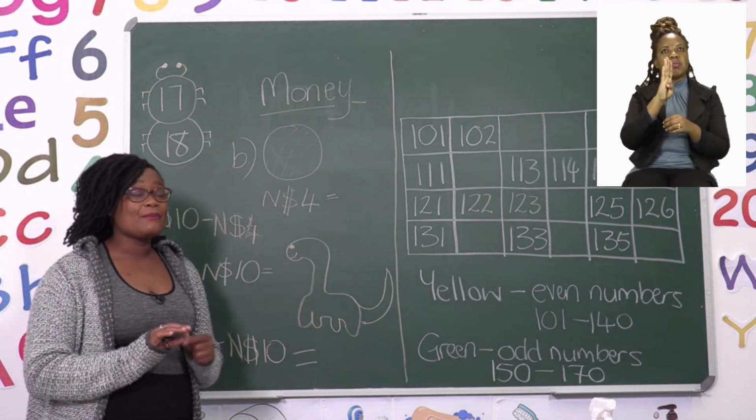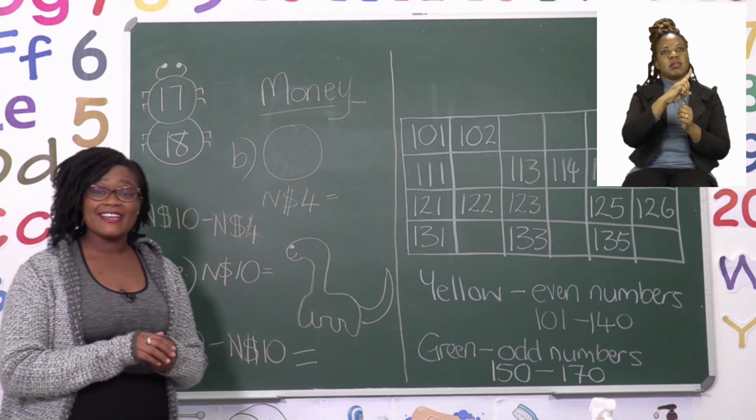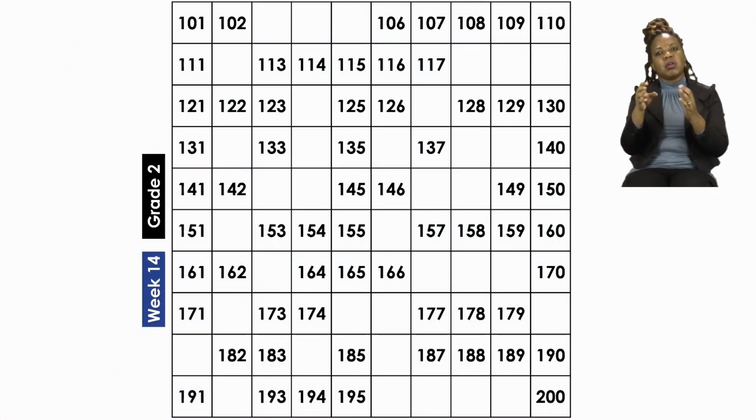When you are done buying your things and finding your change, I want you now to go to the next page, on page 18. On page 18, we are filling in our missing numbers. Now with the missing numbers, I know you already know what to do. We are going to do only a few missing numbers as we go along. So let us take a look at the board.